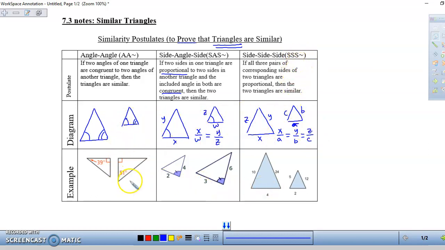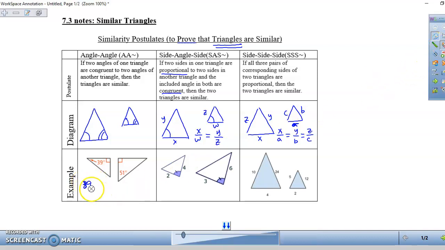So we're going to talk about how that works. Here are three examples. Okay, so right angles. If you see right angles, you know right away those are congruent. But now I have a 39 and I have a 51. So what you want to think about is, is this missing angle in this smaller triangle 51? And you can figure that out, obviously, by using the triangle sum.